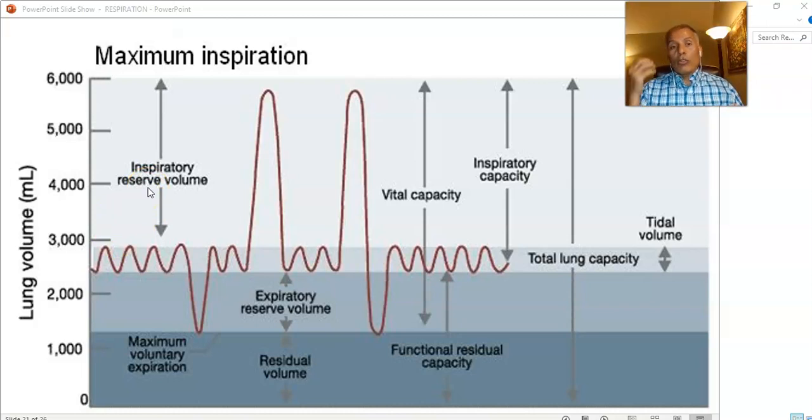So inspiratory reserve is the amount of air that you can inhale following a tidal inhalation, a rest inhalation. It is reserved because, if you want, you can just do it and you'll have it. You can do what you want, but maybe you don't need it now. All right. So now we have expiratory reserve. Expiratory reserve is the amount of air that can be expelled after a tidal exhalation.